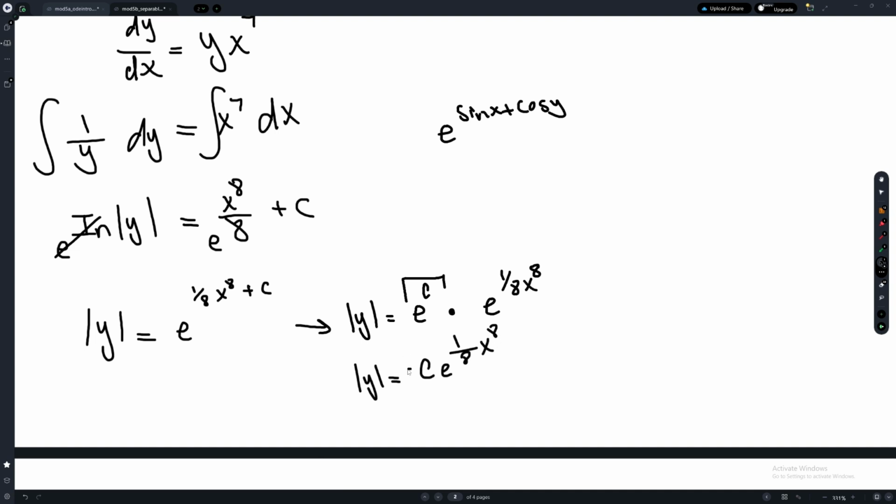Now, since this is a plus minus, but we're only taking the absolute value of y, we can assume this is only a positive number. And so we can drop these because our c can only be positive now. And so what we can have here is our final solution: y equals c e to the 1 over 8 x to the 8. Okay, so that would be your final answer. In the lecture, she changed it with k, but we're changing it with c. So this can also be k, just so you guys aren't confused.